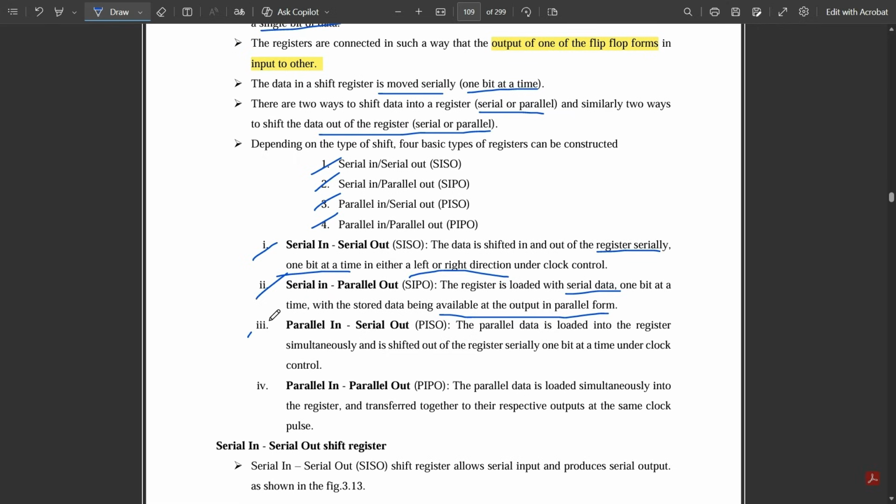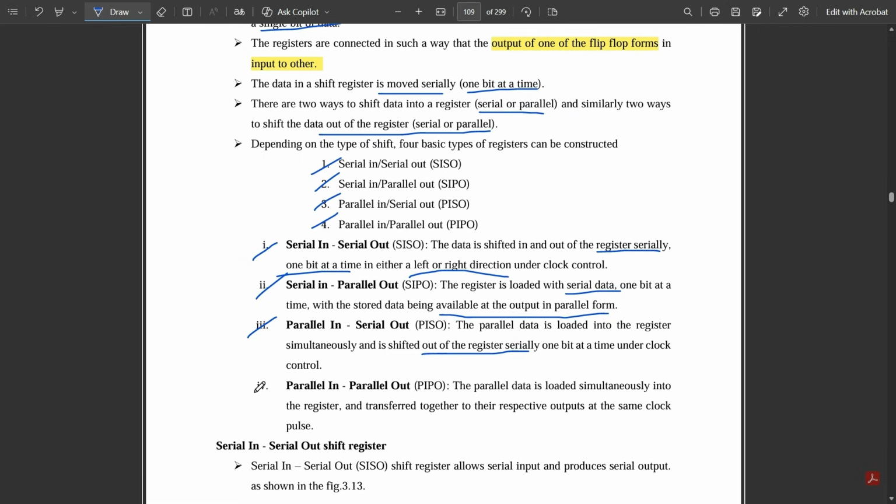Okay. Third one is parallel in, serial out, that is also called PISO. The parallel data is loaded into the register simultaneously and is shifted out of the register serially, one bit at a time, under clock control. Okay. In this case, the data is sent in parallel, and based on the process taking place after the shifting, at the output side the data would be serially outwards.